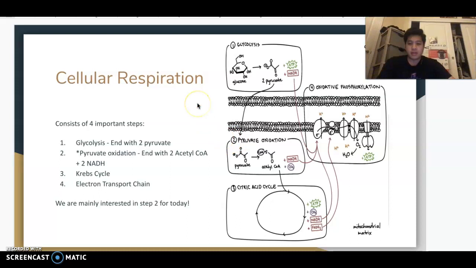So this slide shows the overall cellular respiration. As you can see, it consists of 4 important steps: glycolysis, pyruvate oxidation, the Krebs or citric acid cycle, and the electron transport chain / oxidative phosphorylation. For this week, we are mainly interested in step 2, which is over here, pyruvate oxidation. We're going to go from pyruvate and form acetyl-CoA.